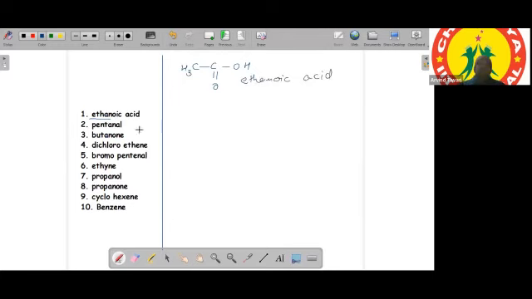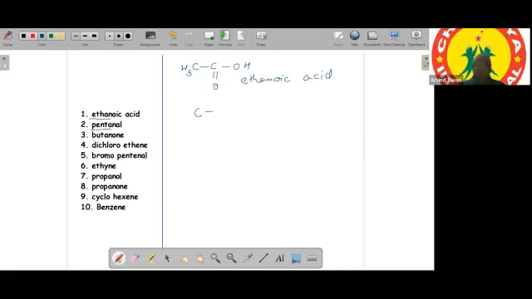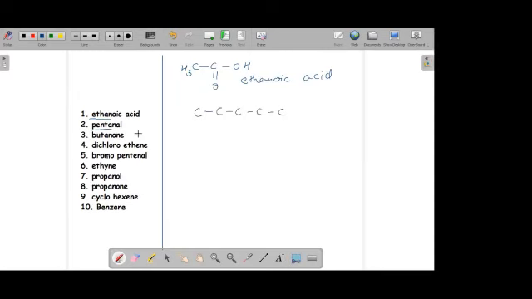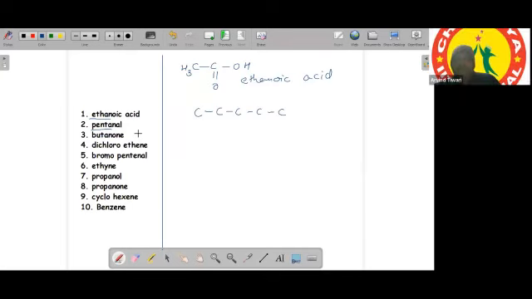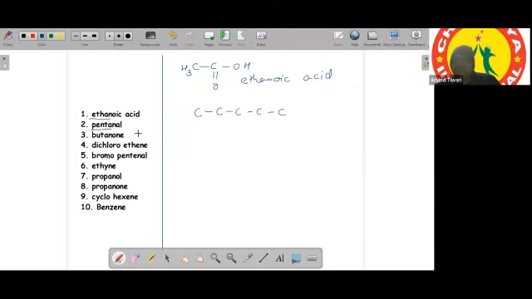Ethanoic acid. Then pentanal. What is pentane? Charvik, how many carbon atoms should be there in pentane? 5. Okay, so let's make 5 carbon atoms bonded to each other. Then it's al. So what should be attached? Last we have al. So at the terminal carbon, we should have the CHO group.